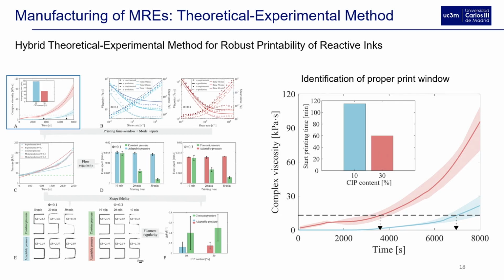So the problem with this methodology is that it serves for a given material and a given flow rate. As we aim to perform multi-material printing and also use several flow rates, we want to fast track this process. So we provide a hybrid theoretical experimental method for robust printability of this kind of materials. First, we have to identify the print window. In this case, it's two materials.